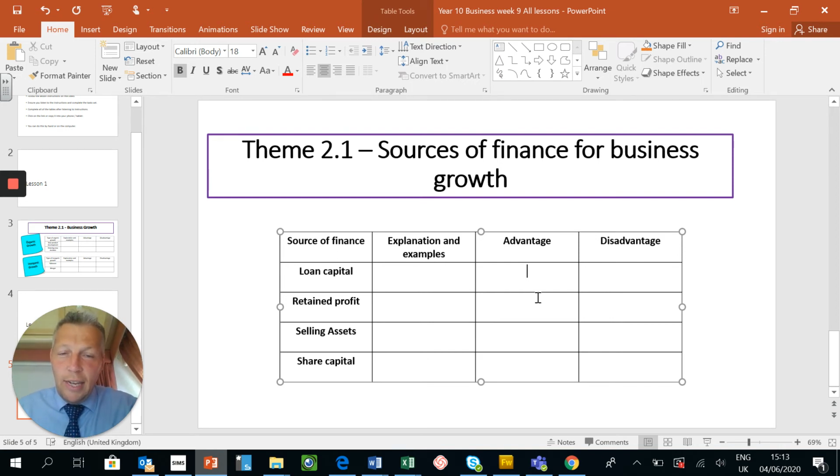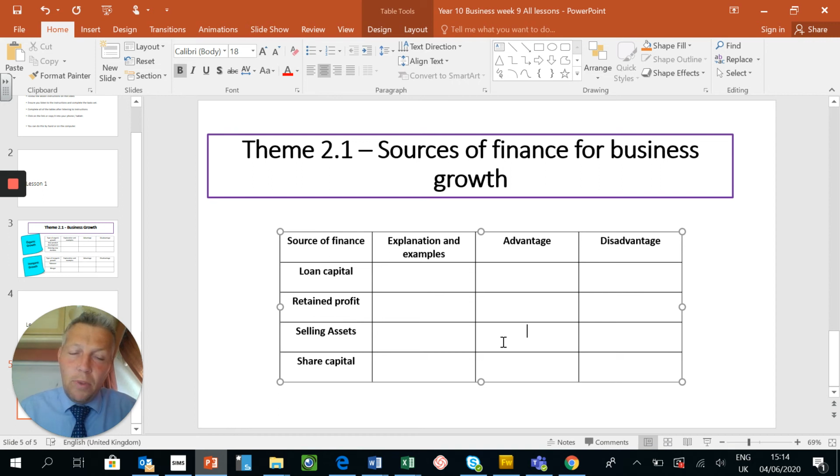Selling assets frees up capital, of course, for reinvestment. Pretty much the main advantage to that. Disadvantage is, of course, if you're selling an asset and it's secondhand, you're not really going to get a lot of money for it. It's like selling a secondhand car, I suppose. You're not going to get the money you paid for it, so you will lose money. And if you're growing a business, are you likely to have any assets? Probably not. So again, this is another disadvantage. You may have some assets, but it's not going to generate a large amount of money.